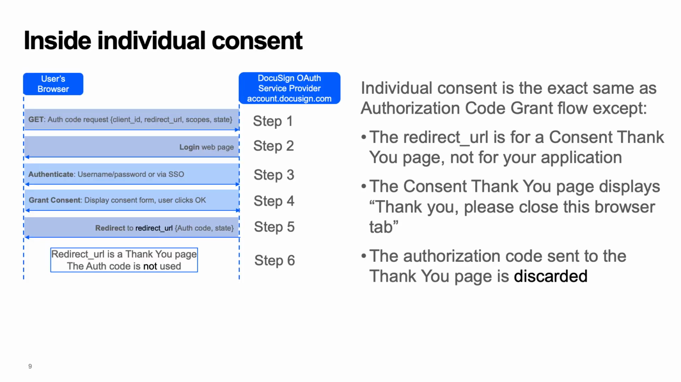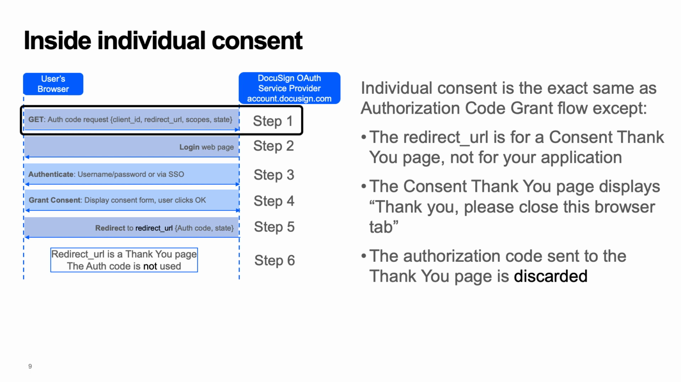Now let's look inside the individual consent process. It's important to realize that the individual consent process is actually the first part of the authorization code grant flow, but we'll end the flow early. Here's how it works. Step 1. The user granting consent opens a URL from their browser. The URL is also called the consent URL.